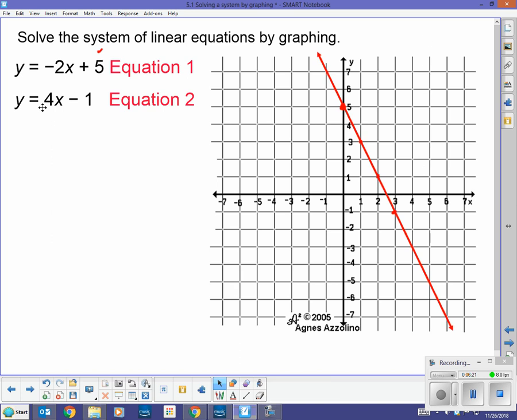Equation 2, y equals 4x minus 1. So my y-intercept is negative 1, right there. And my slope is positive 4. So up 4, 1, 2, 3, 4 over 1. And I can already tell that's going to be my solution. 1, 2, 3, 4 over 1. And let's go ahead and I can draw this using these lines like this.